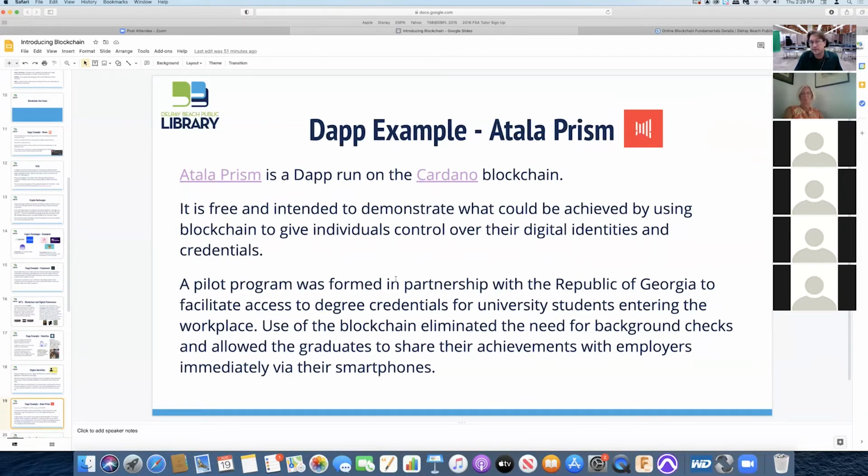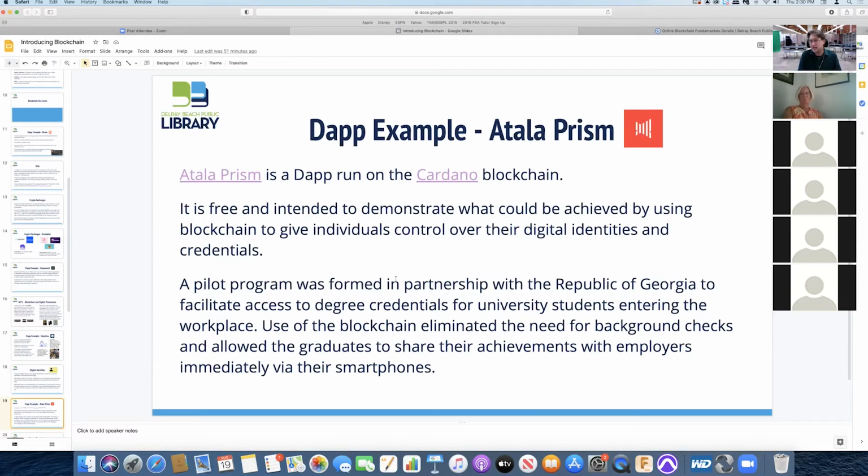It's free and intended to demonstrate what can be achieved by using blockchain to give individuals sovereign control over their digital identities and credentials. A pilot program for Atala Prism was formed in partnership with the Republic of Georgia to facilitate access to degree credentials for university students entering the workplace. So the use of the blockchain eliminated the need for background checks and allowed the graduates to share their achievements with employers immediately via their smartphones.